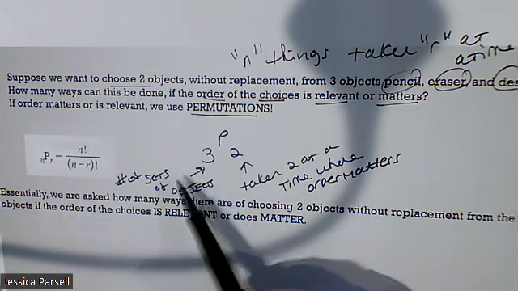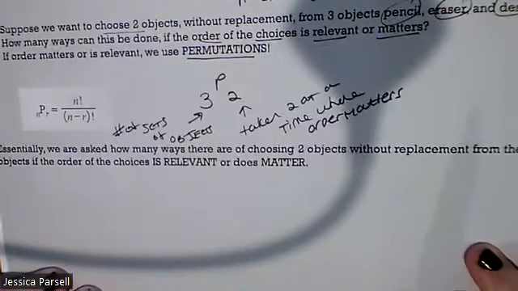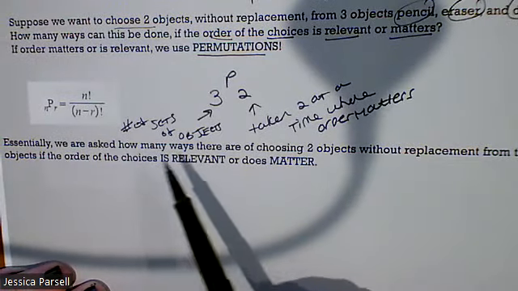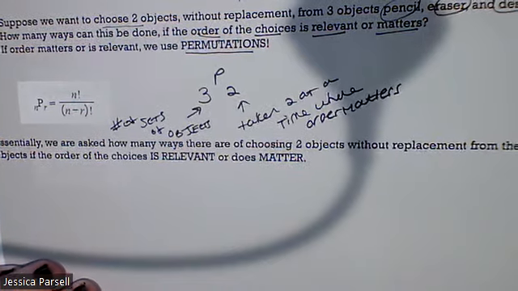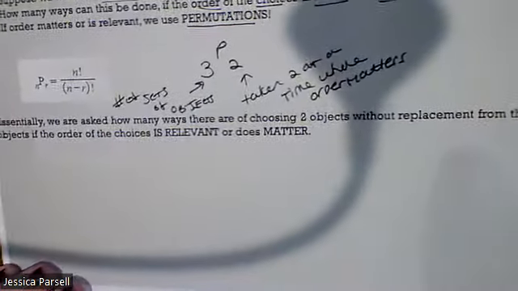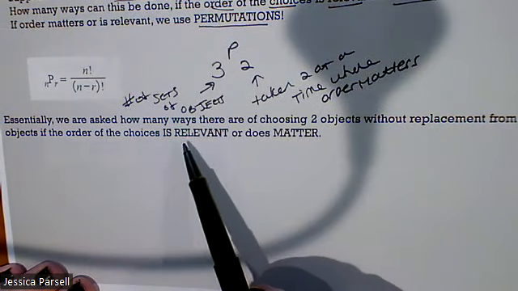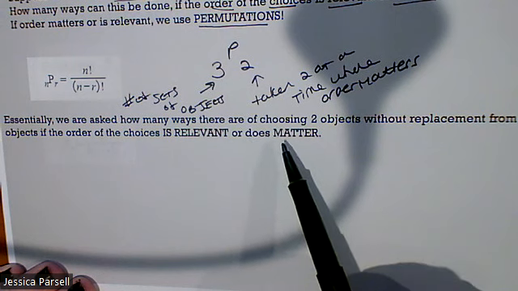So once you have your n and your r in place, then you're going to just use this formula here. So essentially, we are asked how many ways there are of choosing 2 objects without replacement from the 3 objects if the order of the choices is relevant or does matter.